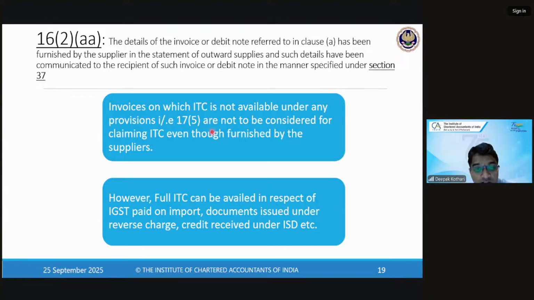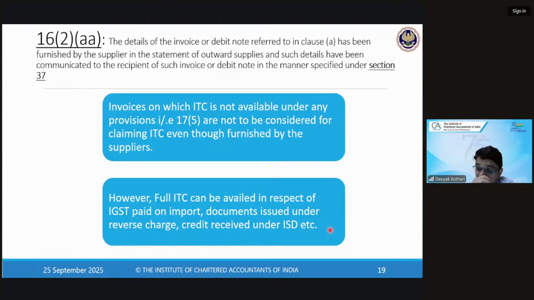Second is, however, full ITC can be availed in respect of IGST paid on import, since the documents issued under reverse charge or credit received under ISD will not appear in your GSTR 2B, and neither will imports. So you don't have to check whether your imports are appearing in your 2B, because the bill of entry is sufficient proof. Appearing of input tax credit in GSTR 2B is not applicable for imports. It's not applicable for any documents issued under reverse charge because you will yourself issue it. You will not file any GSTR 1, so that will also not appear.